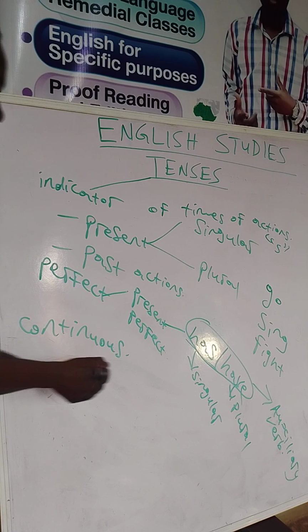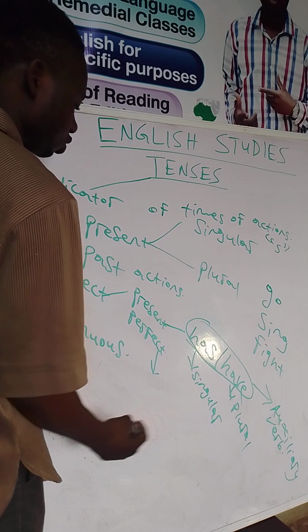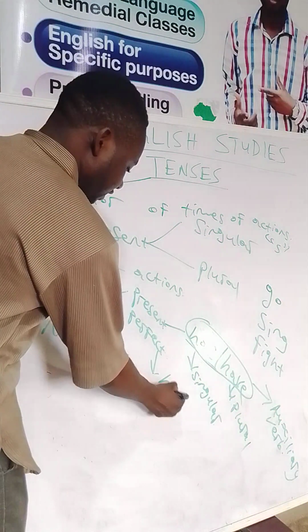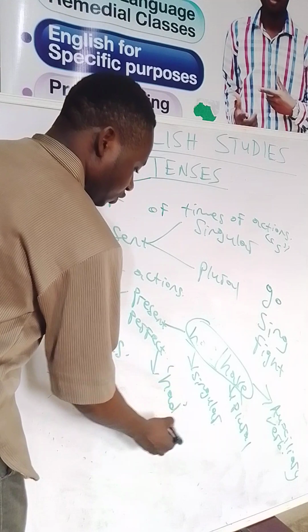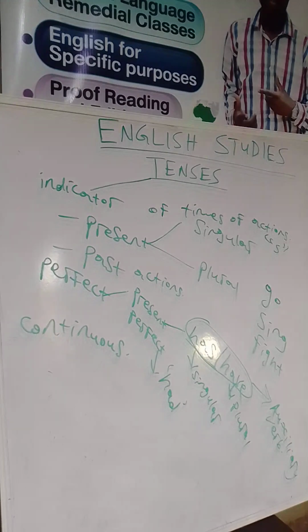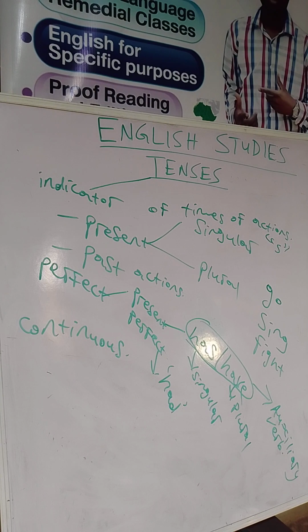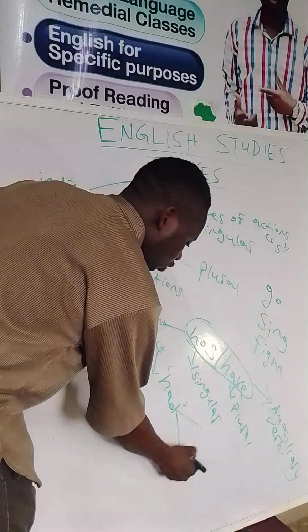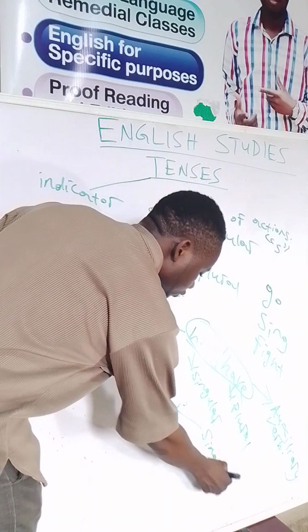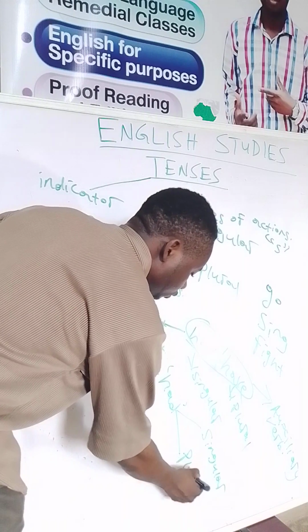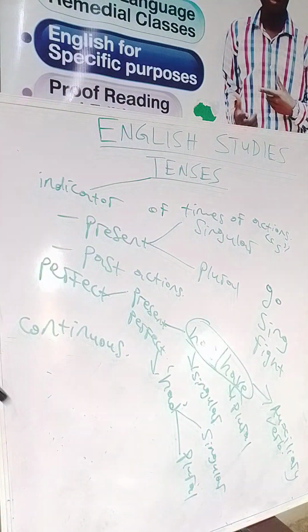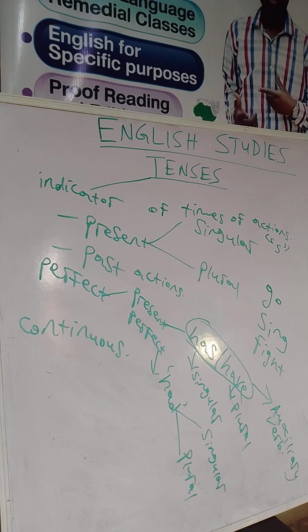While when you have the past perfect tense, the indicator is the auxiliary verb had plus the perfect verb. So he had done the work before I came. They had done the work before I came. So had can either be singular or plural. You can easily say he had done the work, and you can still say they had done the work before I came. He had done the work before I left. So it can be either singular or plural.